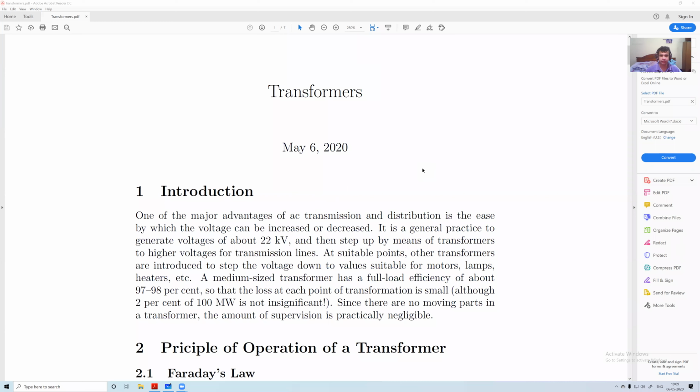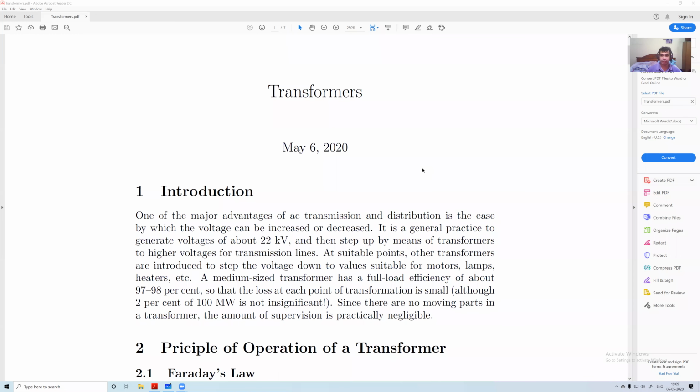Now, before we start, I would like to tell you that I'm not an expert on transformers because it is a hardcore topic of electrical engineering. So if you have some questions, I may not be able to answer right away, but I promise I will try to look up and give the answer as soon as possible.